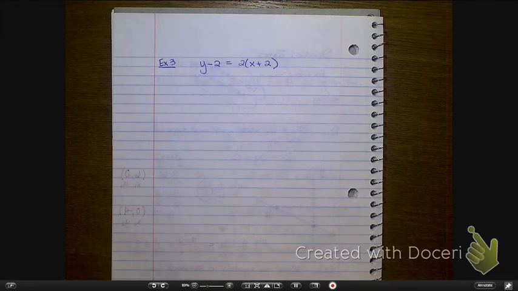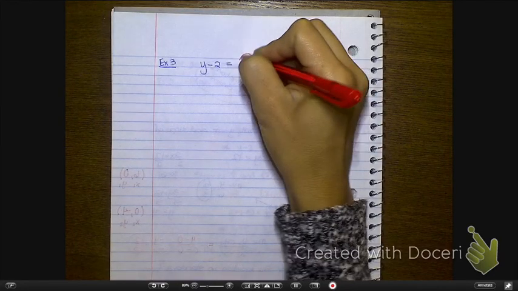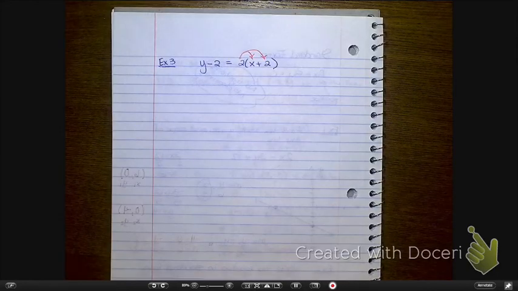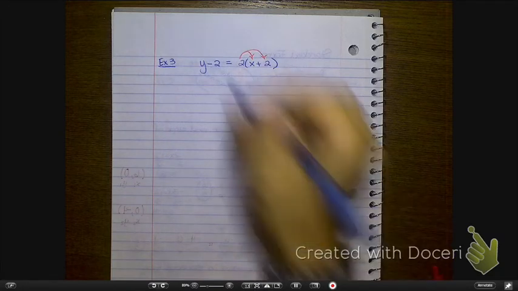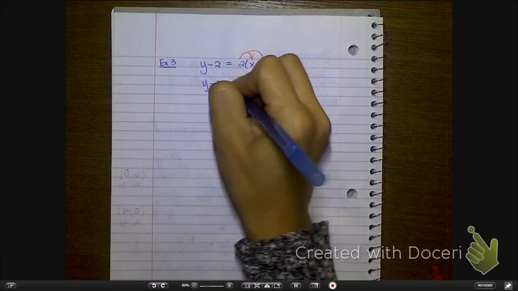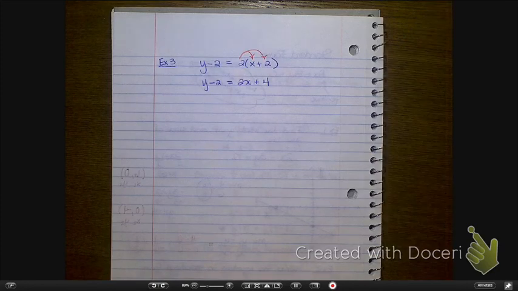Multiply 2 times the x and 2. Okay, so let's multiply the 2 times the x and the 2 times the 2. Let's apply distributive property to get rid of the parentheses, because we don't have parentheses in standard form, right? Okay, so we get y minus 2 equals 2x plus 4. Okay, so now, what's still wrong with this? Why is this not in correct standard form? Okay, so I hear people telling me that 2x is on the wrong side. Okay, so let's move it to the other side.